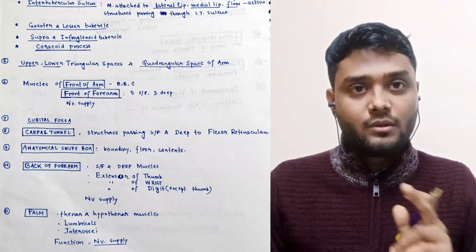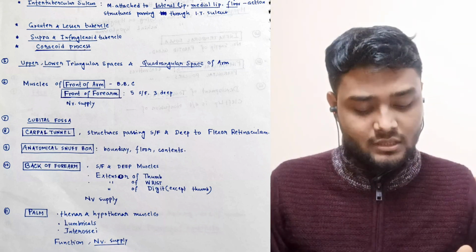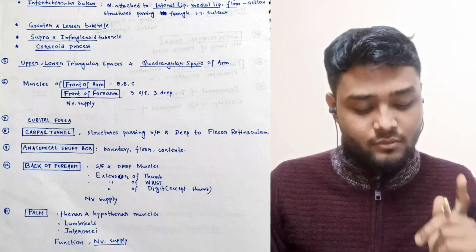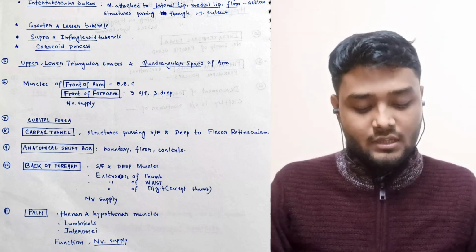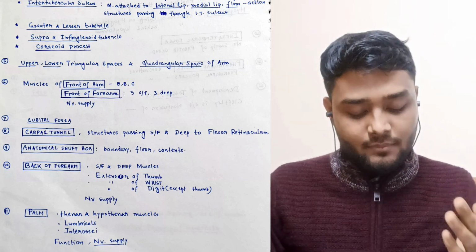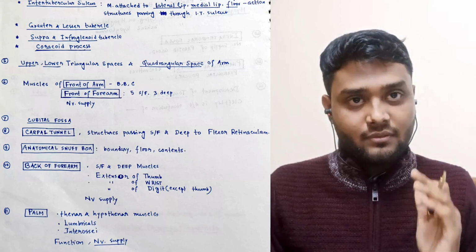Back of the forearm: what are the superficial and the deep muscles? Extensors: which muscles are the extensors of the thumb, which are the extensors of the wrist, and which are the extensors of the digits except the thumb? Read it. And the nerve supply of these muscles. Then coming to the palm. In the palm, read the thenar and hypothenar muscles, lumbricals, interossei, and their function and nerve supply.